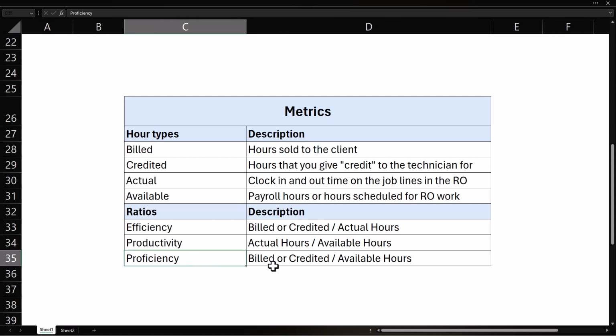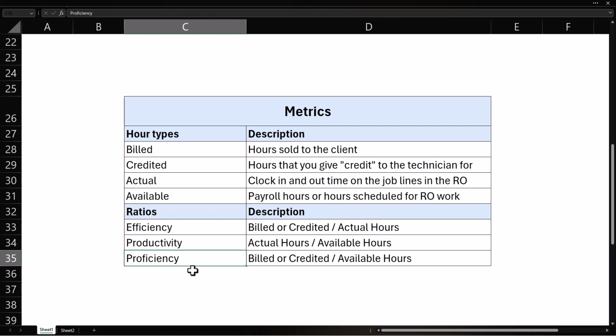Proficiency. So this again has two options, whether it's billed or credited, divided by available hours. So proficiency is more the middle of the road between these two. You've got one technician that might be extremely efficient. Everything they do, we can write it up, but they only work half their day. And so it's hard because you want to pay them for the level of work they are able to perform, but you can have somebody be less efficient. You can even be negative, but they can be producing more dollars for your department because they're more productive.